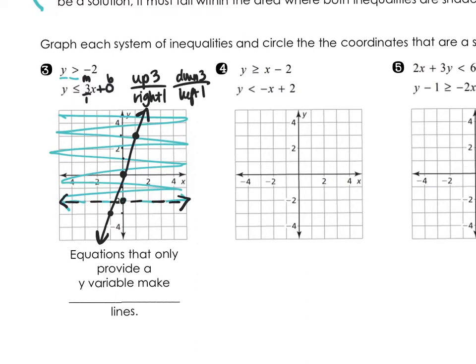All right, and then for the shading, I'm going to shade it in green so you can see the difference. It says y is less than or equal to. Well, the bigger y's are up here because those are positive. The smaller y's are down here because they're negative. So I want to shade under the line, and I shade everything under the line. Remember, do it lightly first.